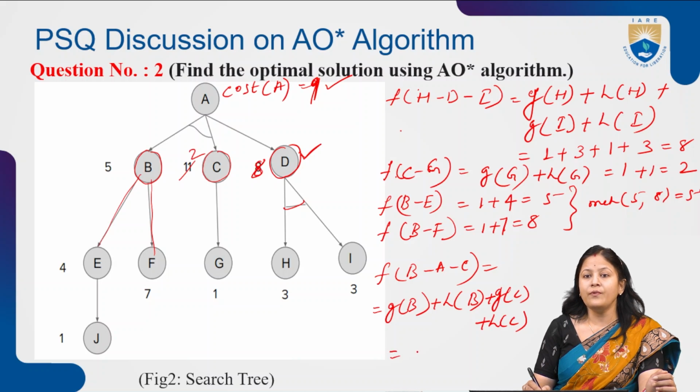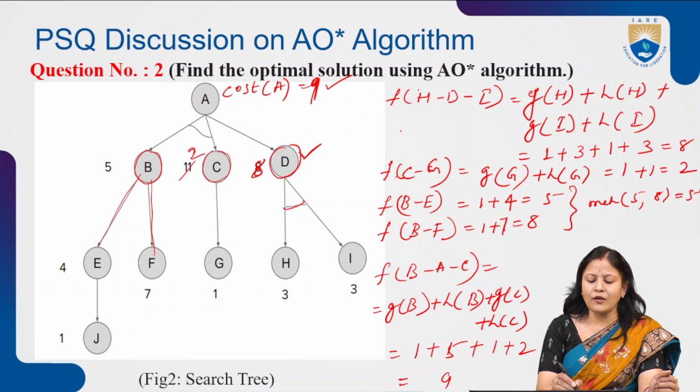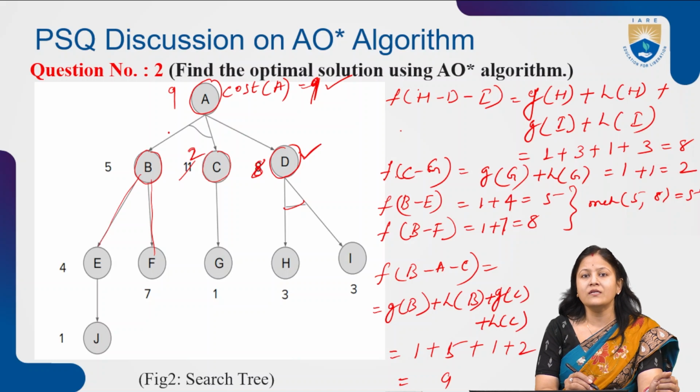What is G of B? That is equal to 1. H of B is 5, plus G of C, it is 1. H of C is 2. What is the value here? 5 plus 1 is 6, plus 1 is 7, plus 2 is 9. So we are getting 9. So what we have observed, even though the value of C has been changed and we explored to the top, to the root node, we are getting the same value of 9.